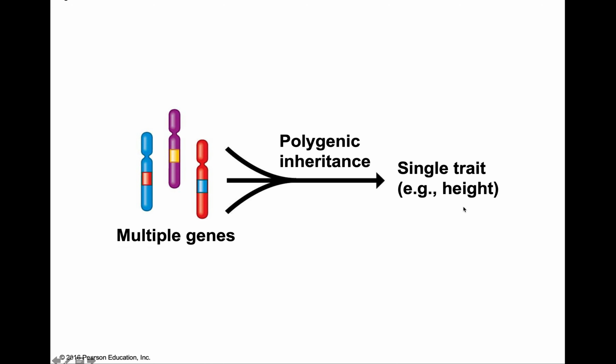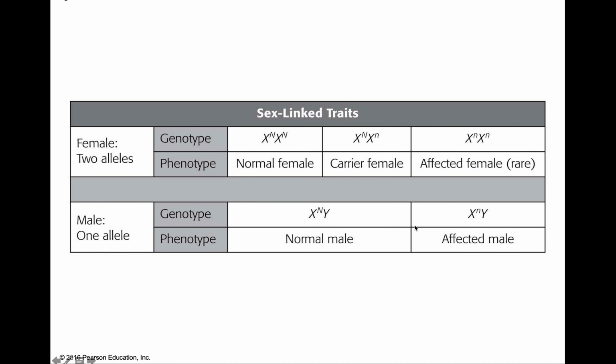inheritance. Remember, height was the example, where it takes multiple genes to affect a single thing. Now, I don't know why the author calls it a single trait. That's not really the way to say it. It's a single characteristic, in this case, height. Height is a characteristic, not really a trait, so that's misnamed here. So, height. Next slide.